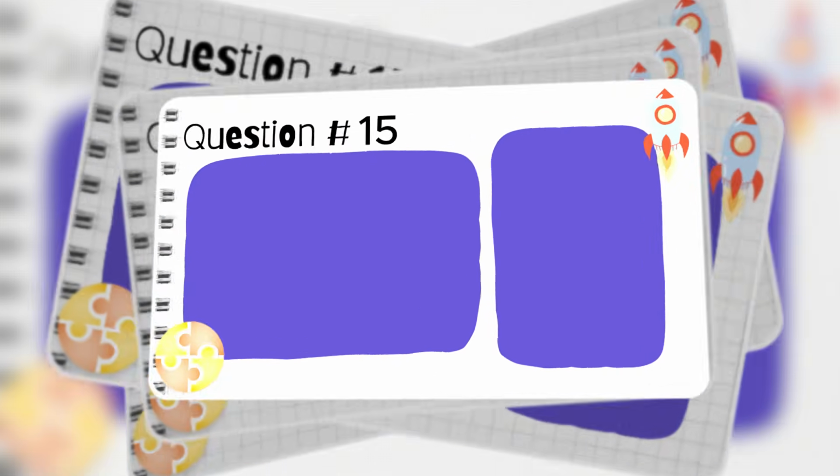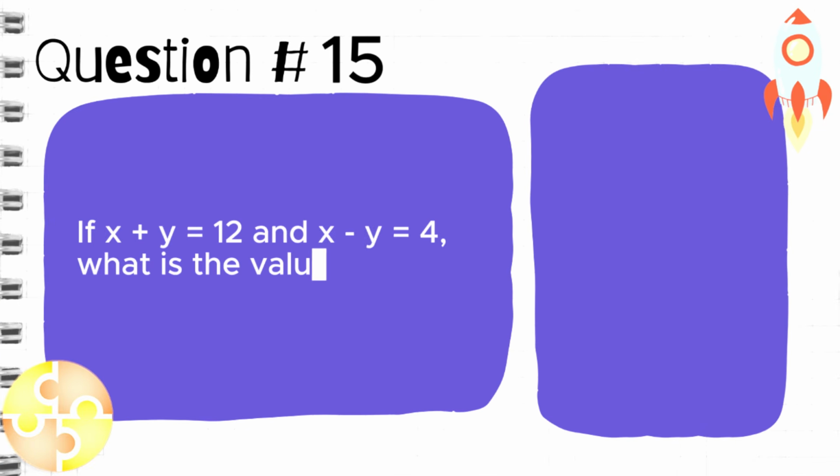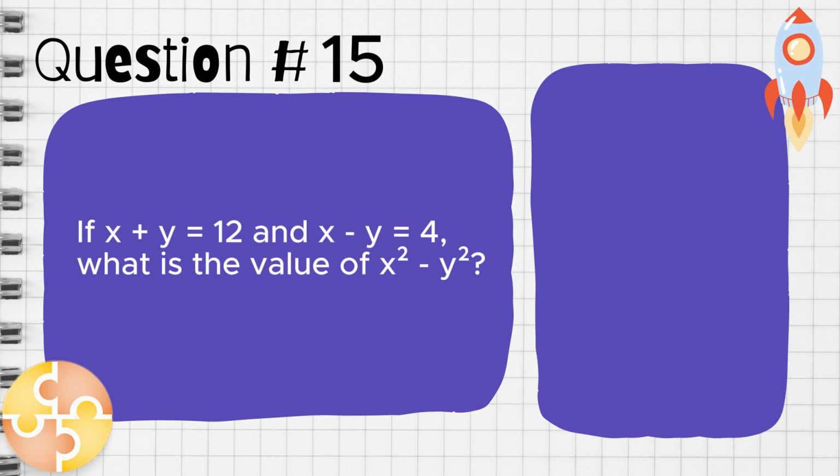Question number 15. If x plus y equals 12 and x minus y equals 4, what is the value of x squared minus y squared? A. 16, B. 32, C. 48, D. 144.